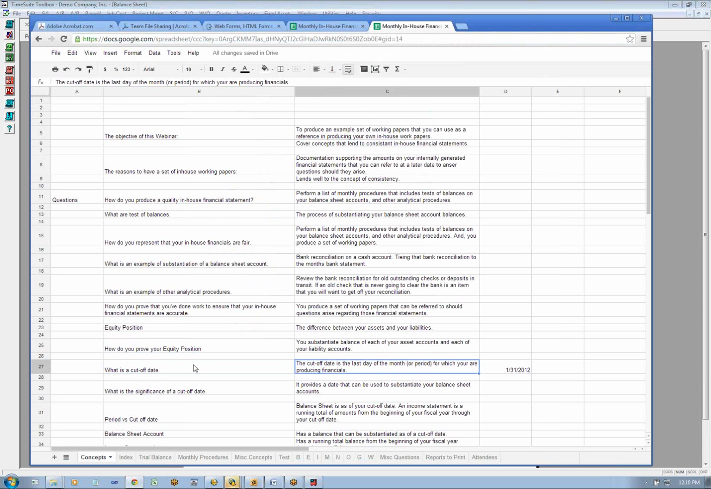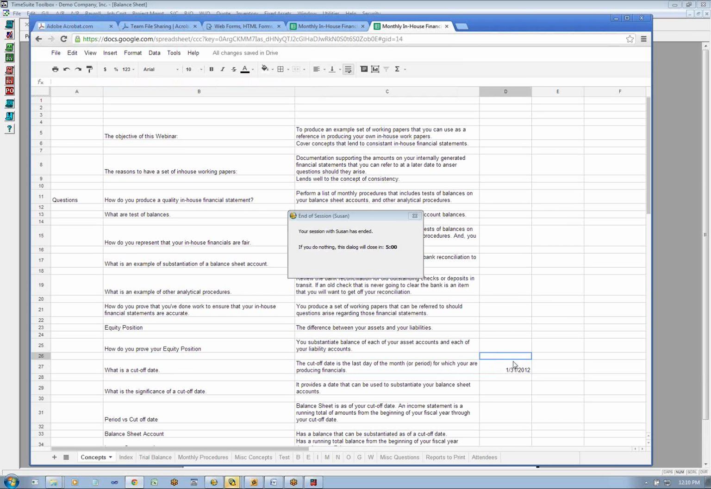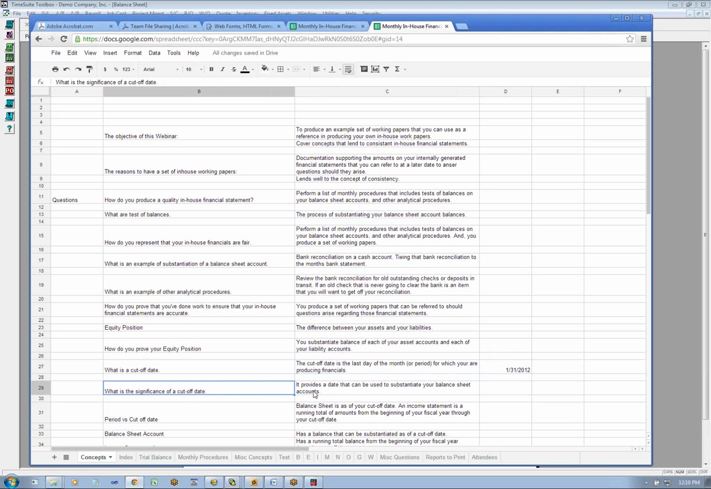What is a cutoff date? Another fairly elementary concept, but if you're not an accountant, you might not get that. So we'll cover it. The cutoff date is basically the last day of the month or period for which you're producing your financial statements, okay? So what is the significance of a cutoff date? It provides a date that you can use to substantiate your balance sheet account. So it's an objective date.